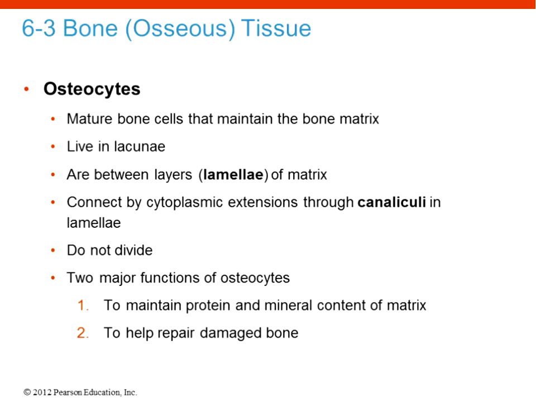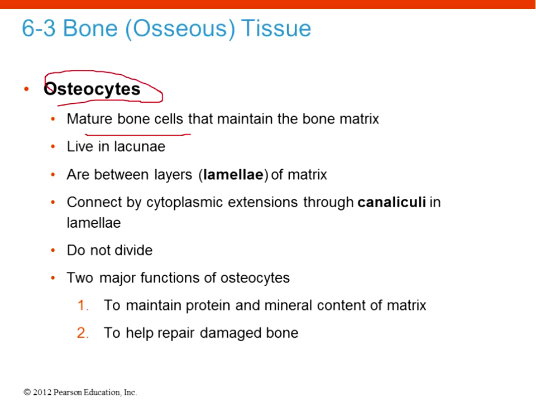So the first one are what are called osteocytes, right? And osteocytes are mature bone cells that are completely surrounded by bone matrix. Their job is to maintain the bone matrix. They live in what are called lacunae, which are just little chambers, essentially, for the cell to reside. We saw those in chondrocytes. Chondrocytes also reside in the lacunae.